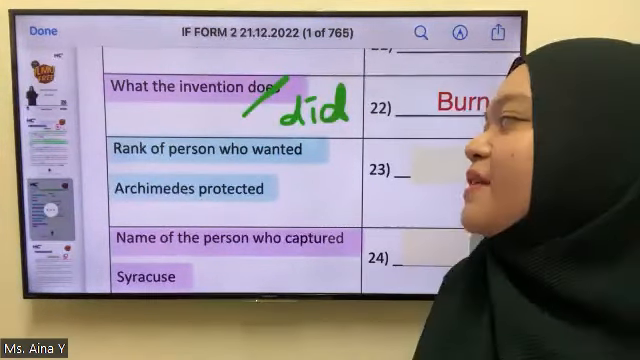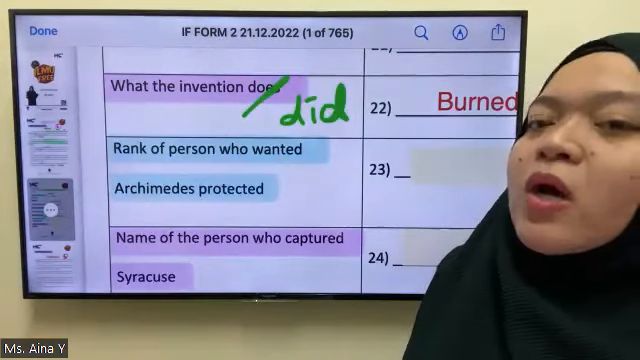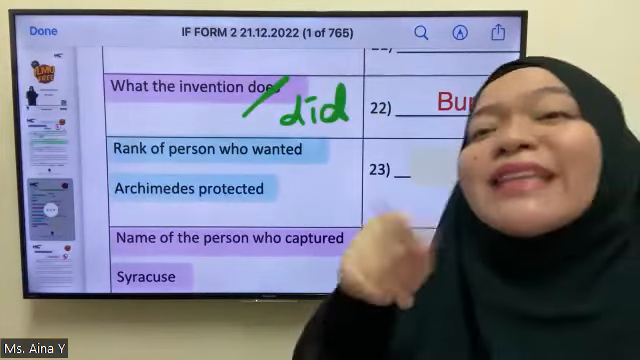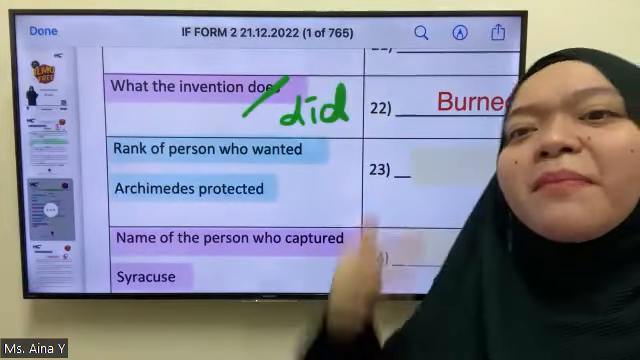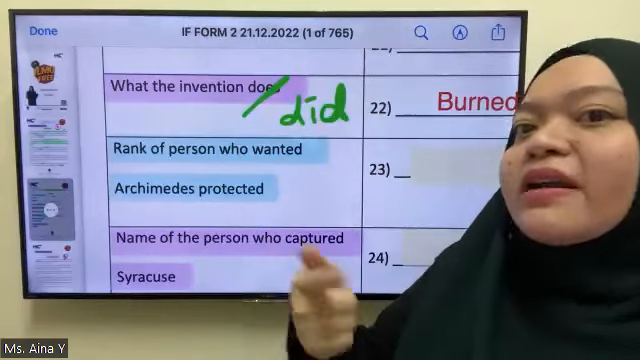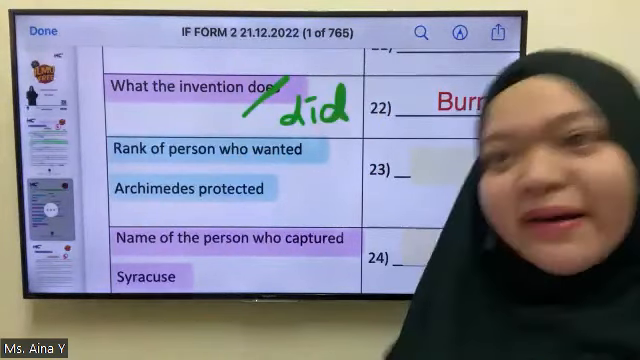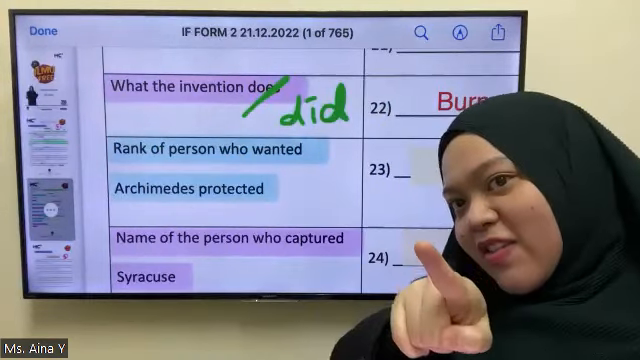Okay, number 23. Rank of the person who wanted Archimedes protected. So apa rank? Jawatan. Apa jawatan orang yang nak lindungi atau protect Archimedes tadi? Apa rank dia? What's the answer? 10.